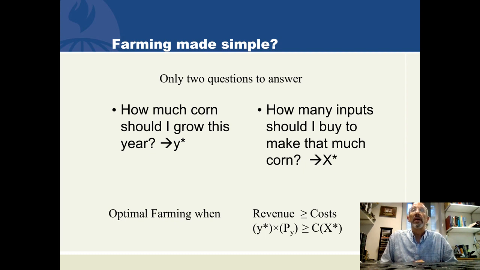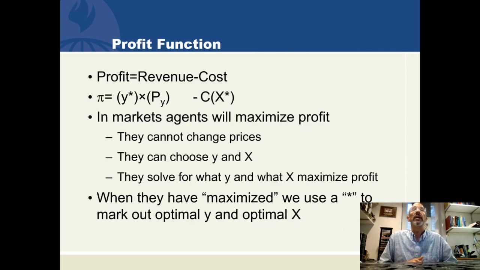Now I can take this revenue greater than or equal to cost inequality and turn it into a profit function, and I'm going to do that right now. Here you see that profit equals revenue minus costs, and I can symbolize profit by Y star times PY minus the cost of all of the inputs. One of the things we believe as economists is that in a competitive market, the agents all try to maximize profit. And in a perfectly competitive market, these agents are small and they cannot change prices.